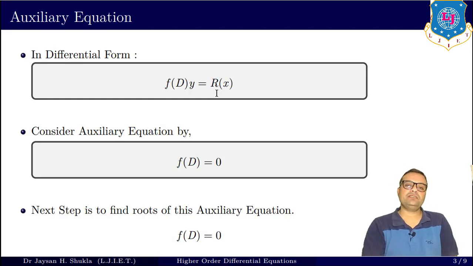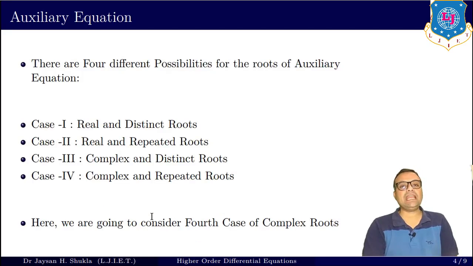Now let us begin with the complementary function, which will be the first part of the general solution. For that I am taking f of D equal to 0. This f of D equal to 0 is known as the auxiliary equation or characteristic equation. Once we factorize this and identify the roots of this equation, then we may get one of these 4 possibilities. I already covered the first, second and third case in the previous videos.